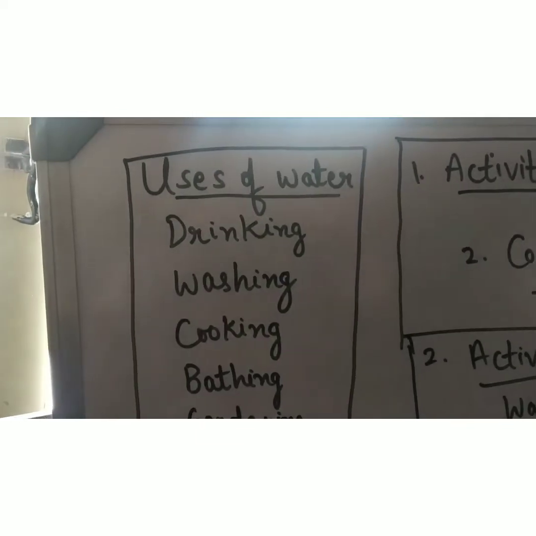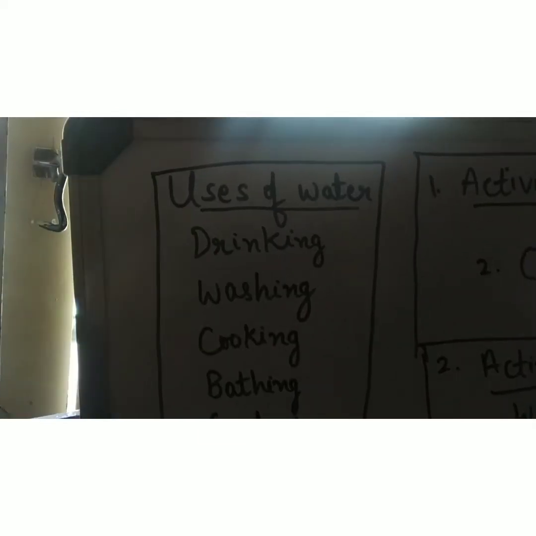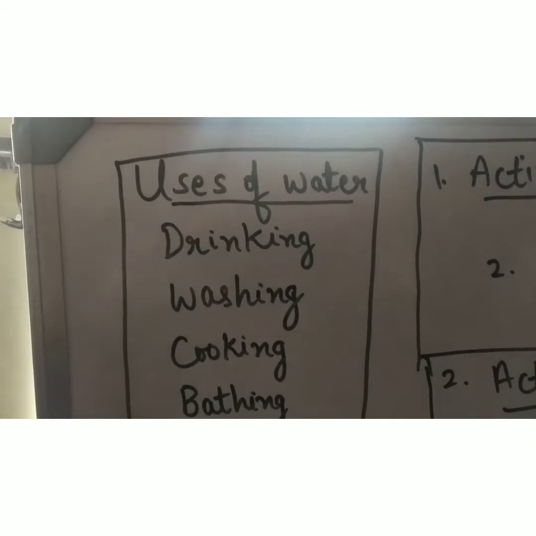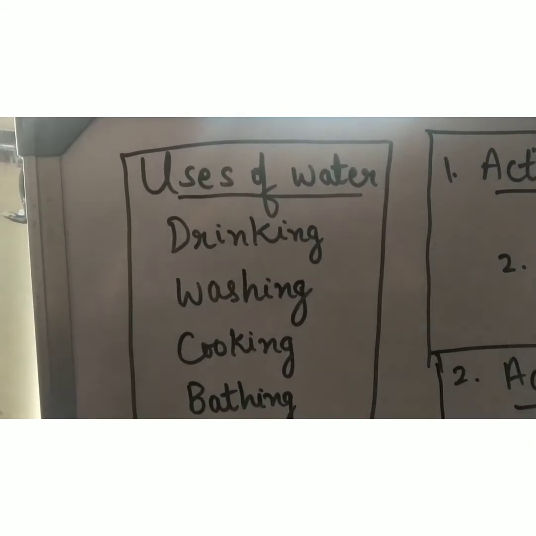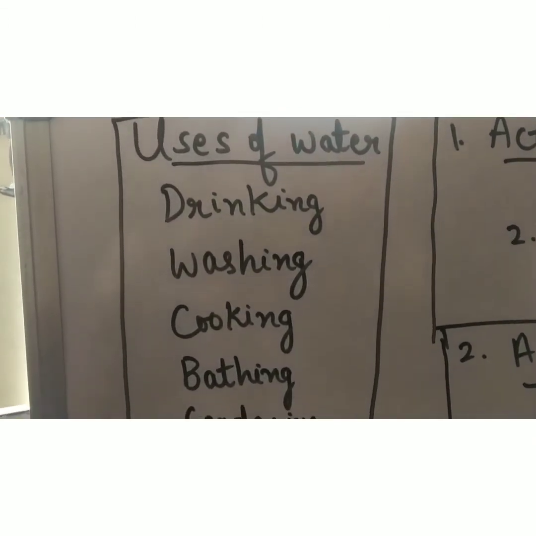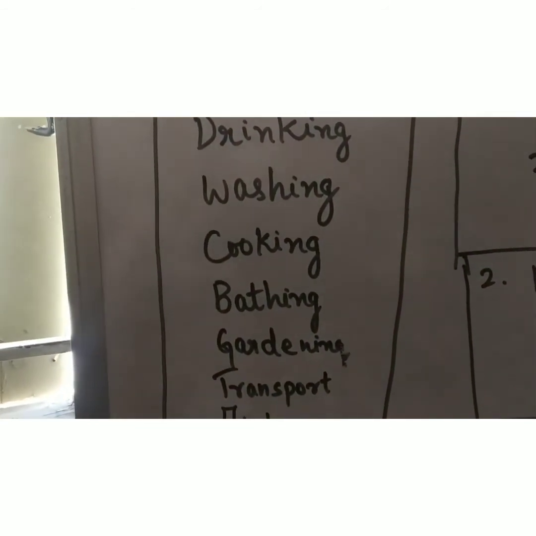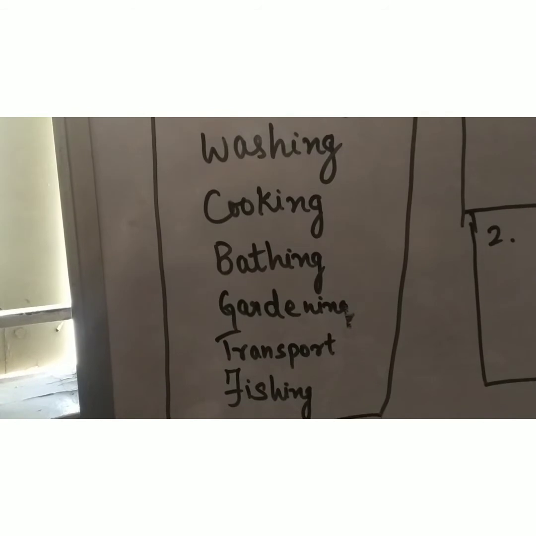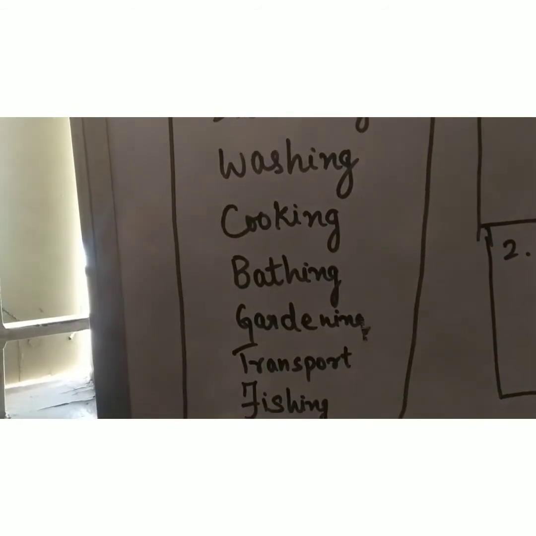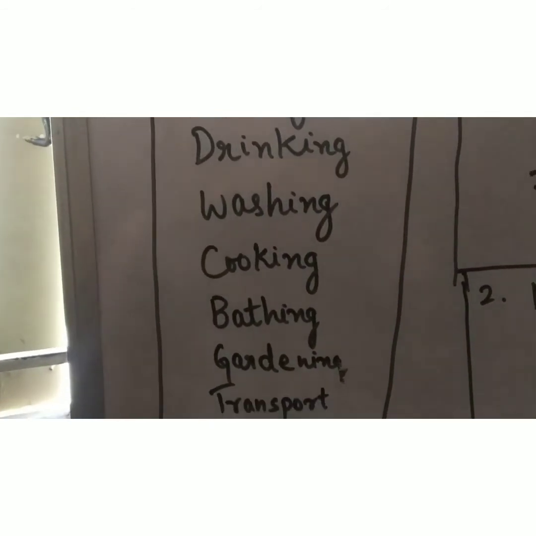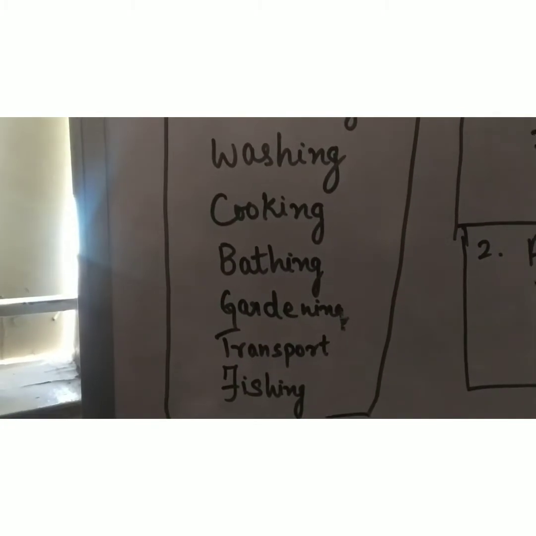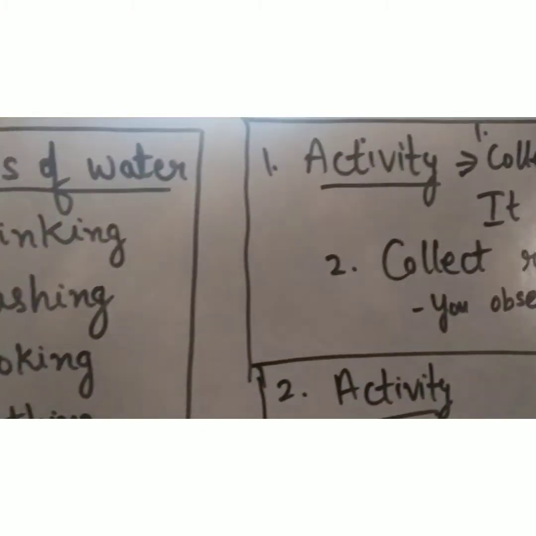Children, today we are going to learn about the uses of water. What are the uses of water? We use it for drinking, washing, cooking, bathing, even gardening, transportation, fishing. All these are the uses of water. Now, let us do one activity.